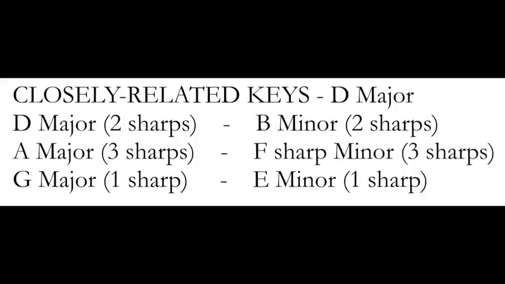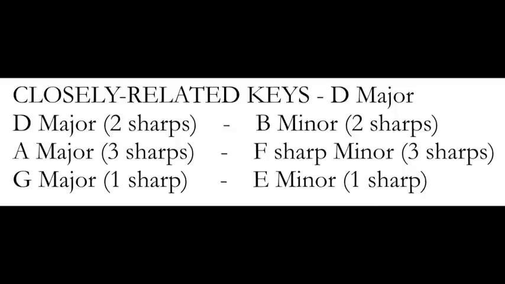I've chosen the key of D major as an example here. We know D major has two sharps, F sharp and C sharp. And here on the screen we can look at all the closely related keys, all the keys that we would describe as being closely related keys to D major. Of course, B minor has the same key signature. It is a closely related key to D major. It has two sharps, which is 0 sharps or 0 accidentals away from D major.